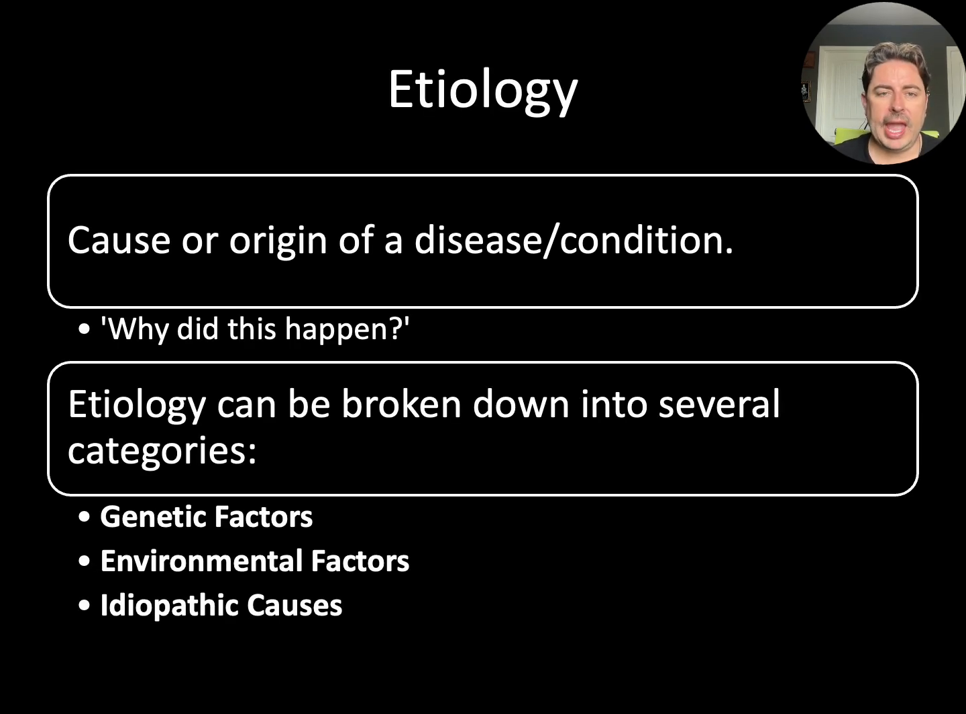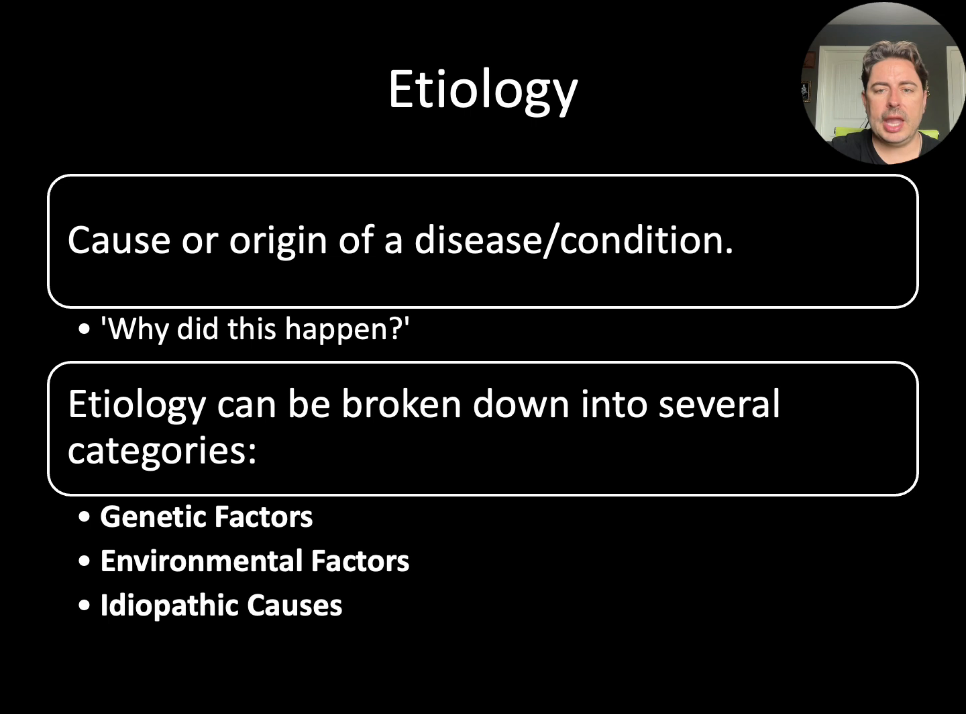So when we look at etiology, etiology refers to the cause or the origin of a disease or a condition. Think of answering this question: why did this happen? And when we do this, etiology can actually be broken down into several different categories. So it can be genetic, it can be environmental, or sometimes we can look at idiopathic causes of conditions or diseases.